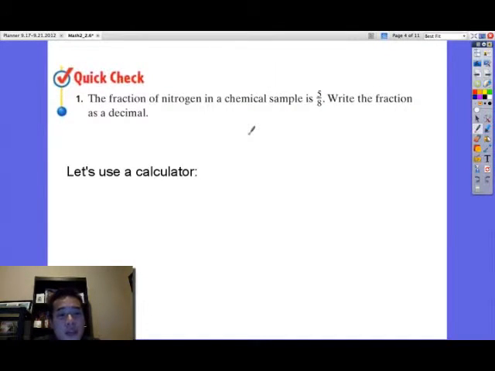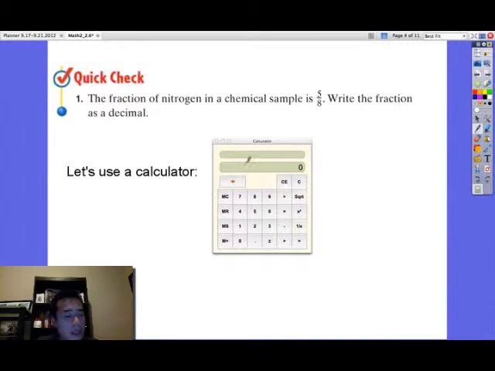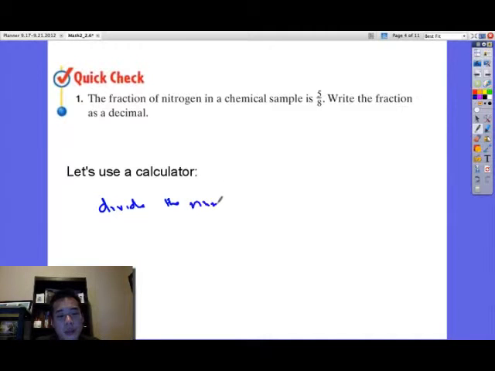This next one, the fraction of nitrogen in a chemical sample is 5/8. Write the fraction as a decimal. So now we're going to practice using the calculator. Again, the trick here is to divide the numerator by the denominator.